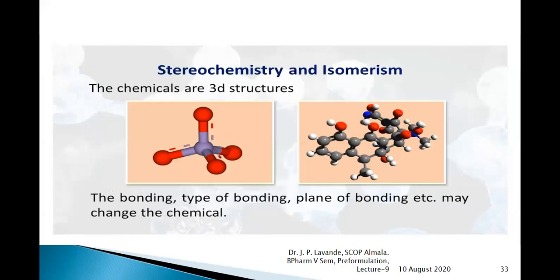Now in this figure you can see stereochemistry and isomerism. The chemicals exist in a three-dimensional form, which is said to be the three-dimensional structure. The type of bonding, the plane of bonding, etc., may change in the case of the chemicals. And this change in the bonding, in the plane, in the pattern of structure will lead to changes and alterations in the therapeutic properties.